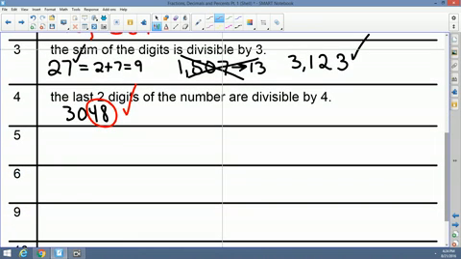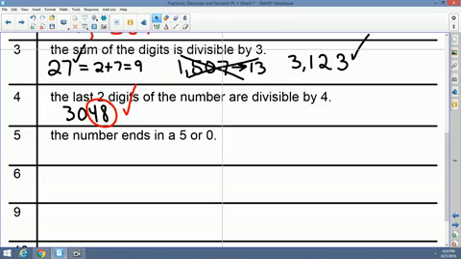5. 5 is an easy one. A number is divisible by 5 if the number ends in a 5 or a 0. So literally, any number, no matter the size, if it ends in a 5 or a 0, it is divisible by 5. So 2,675, it ends in a 5, it's divisible by 5.